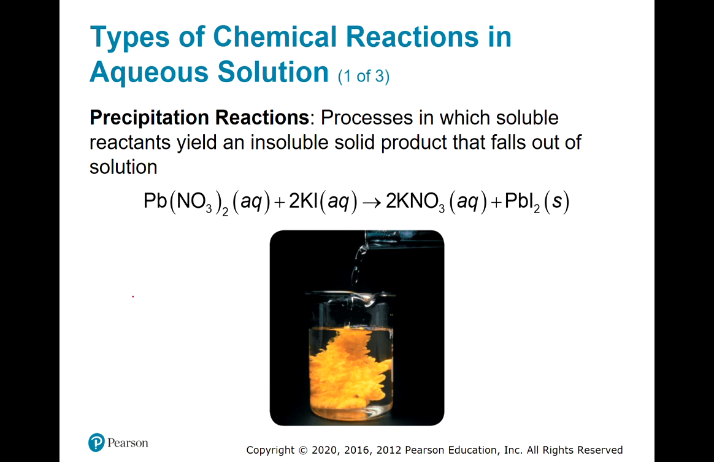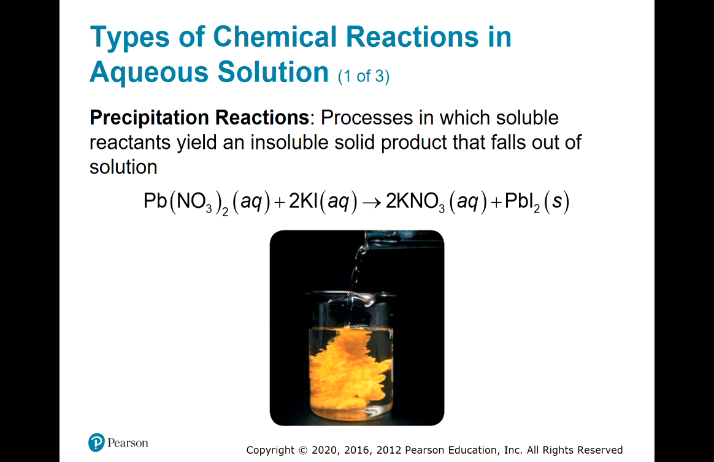Okay, let's move on to the next section of Chapter 4, which is going to involve going over the main types of reactions that occur in aqueous solution. So the first type of reaction that we're going to look at, and there are three in total, are what are called precipitation reactions. And these are chemical reactions where we have two soluble reactants, generally two soluble ionic compounds, that react together to form an insoluble solid product. And because the solid product is insoluble, it's not going to be dissolved in the aqueous solution, but instead it will be said to fall out of solution.